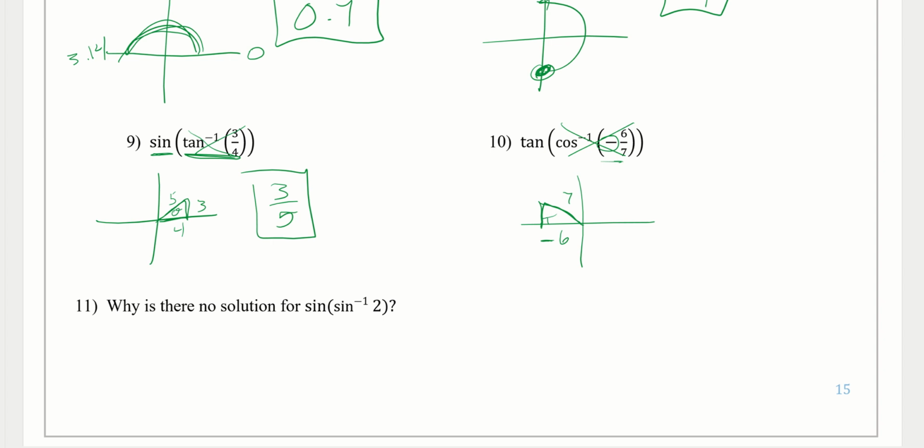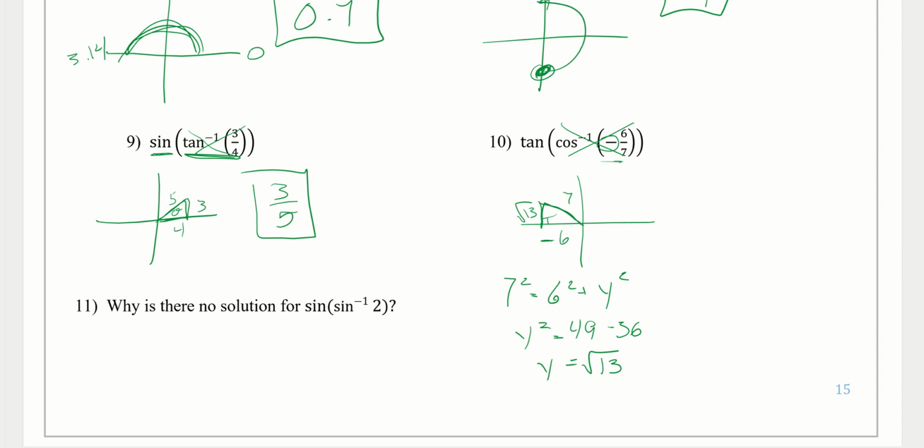And I solve this out right here. I get 7 squared is equal to 6 squared plus, we'll call it y squared. And so what's that? y squared is equal to 49 minus 36. So y is equal to the square root of 13. Okay, so the y value here is square root of 13.